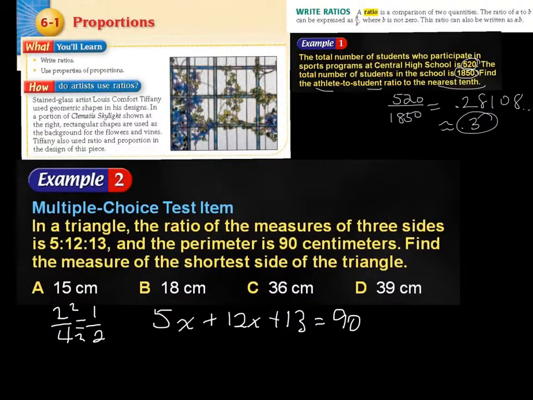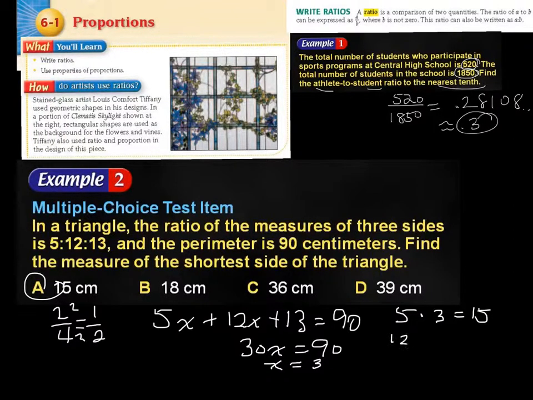To solve the equation, I need to add like terms. So we get 30x equals 90. If we divide both sides by 30, we have x equals 3. So now that I know my factor, I can take 5, the shortest side, times 3, and I get 15. If we wanted to go ahead and check, I could get my other two sides: 12 times 3 and 13 times 3. And add them and make sure they add up to 90, which they do.